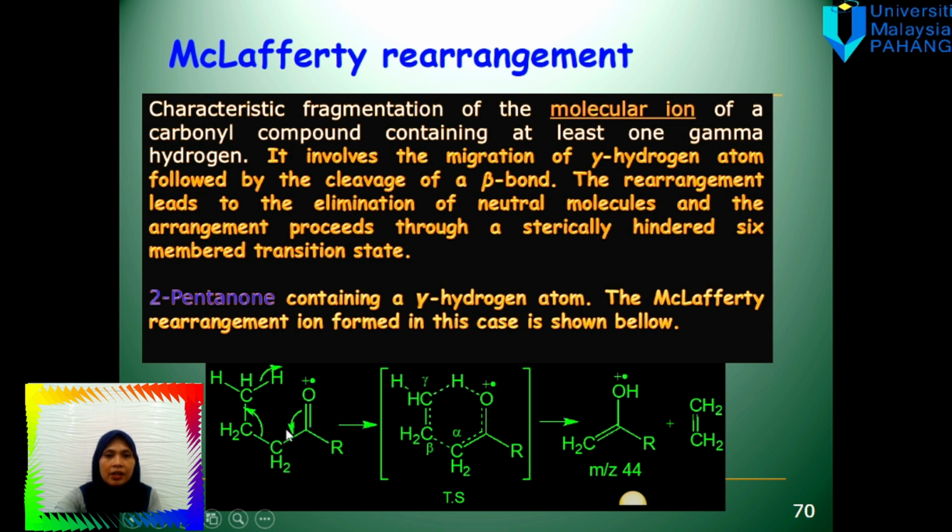The electron here will transfer here, and this bond will break. So this one will remain as a neutral molecule. You understand? After the six-membered transition state, this electron will further transfer here. Now this one becomes a double bond, and this one will break. So now it remains like this: this one becomes a cation, this one becomes a neutral molecule. This is when the carbonyl compound has a gamma hydrogen. So they will undergo the McLafferty rearrangement ion.